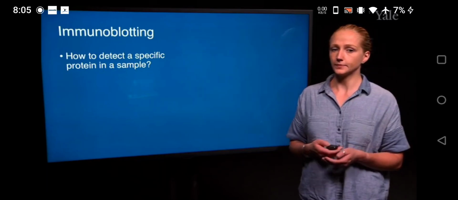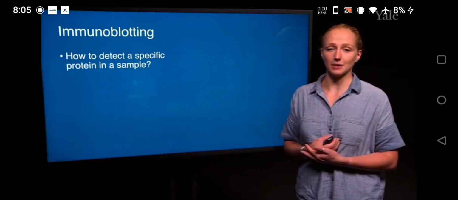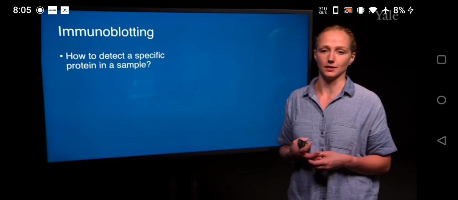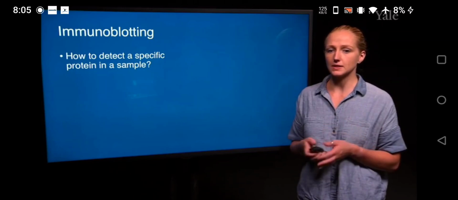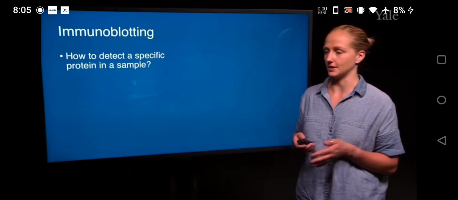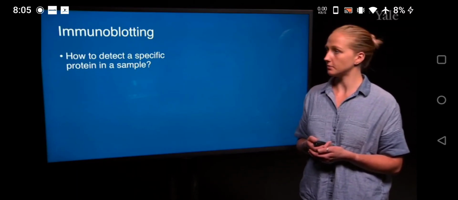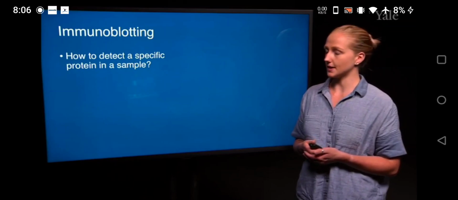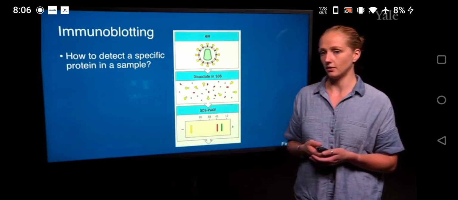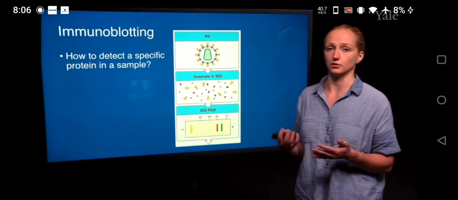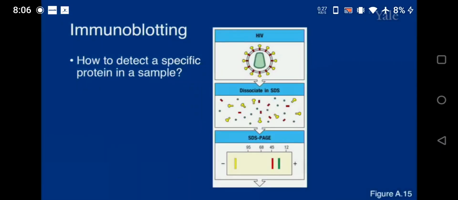The next technique we'll be talking about is immunoblotting, which is used for identifying the presence of a given protein within a cell lysate. But it also avoids the problem of having to label large quantities of cells. This technique is also called Western blotting. To describe this technique, I'll be using an example of HIV. If you wanted to see what kind of proteins were within your virus, you can take your virus, here HIV, and dissociate it in SDS, which is a detergent. It'll break apart all the bonds within your virion.